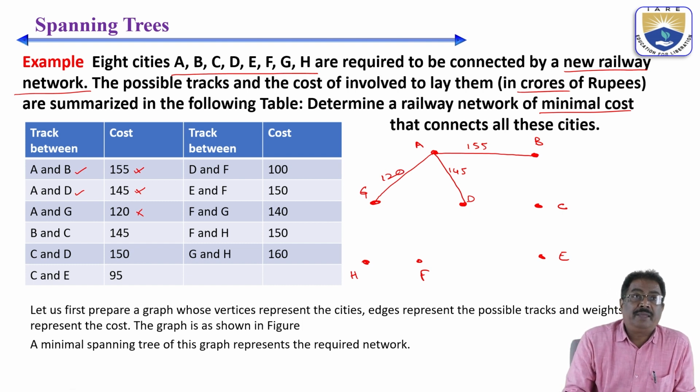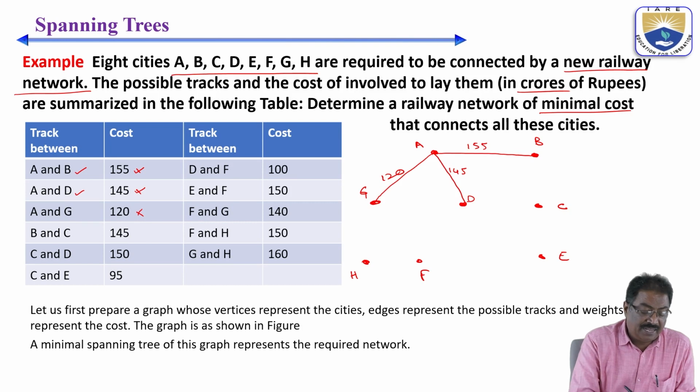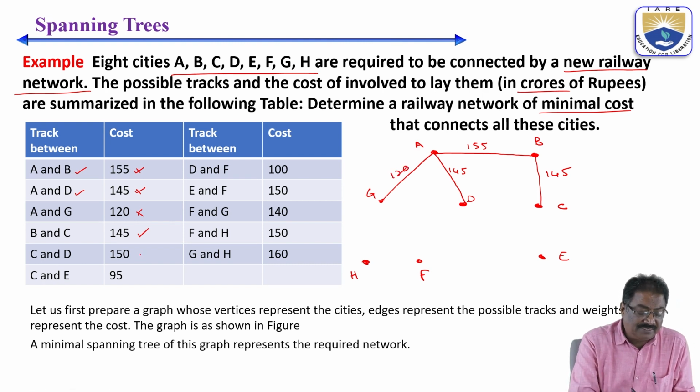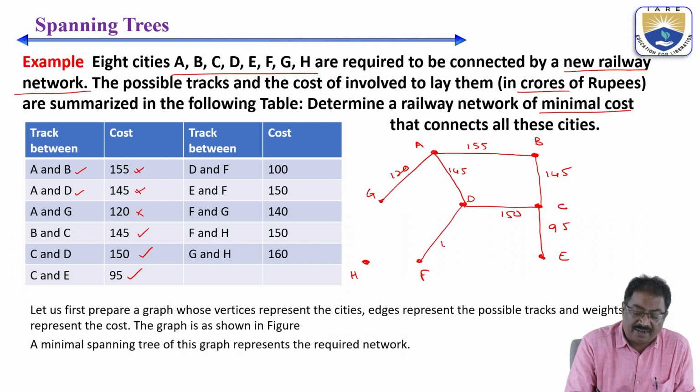Then B to C, it is 145. Let us have B to C as 145. Then let us have G like this. I'm just taking A and G as 120. Next, C and D, which is associated with 150 crores of rupees. C and E, it is associated with 95. Then D and F, this is 100 crores.